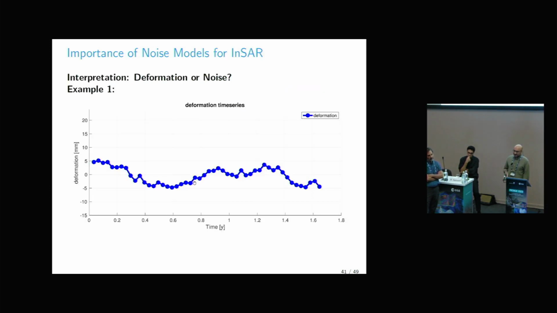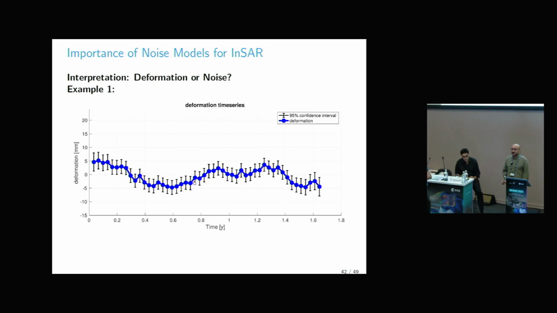Coming back to my first question, this is signal to noise. We need error bars here. Error bars come from the diagonal elements of the covariance matrix that we use.